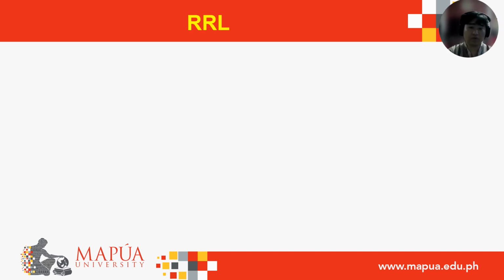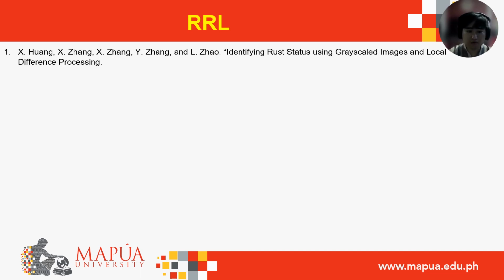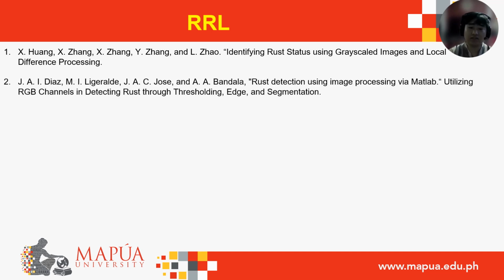In doing this paper, we have reviewed these related studies that have helped us in developing our study. A study by Wang and Co. In their methodology, they have used a software that transforms images into grayscale, then segments the damper from the background, which outputs two parameters. These parameters are used as indicators in identifying rust status. Second study by Diaz utilized RGB channels in detecting rust through thresholding, edge, and segmentation.